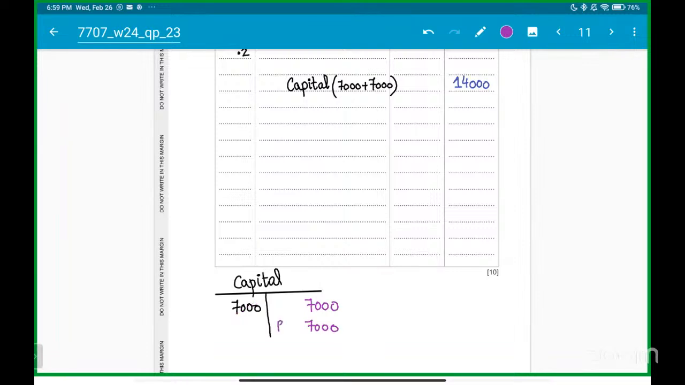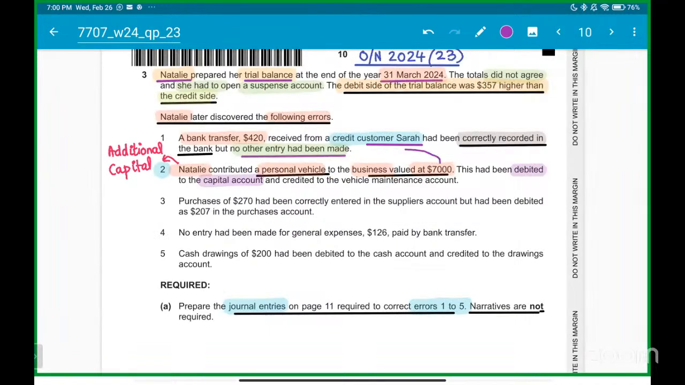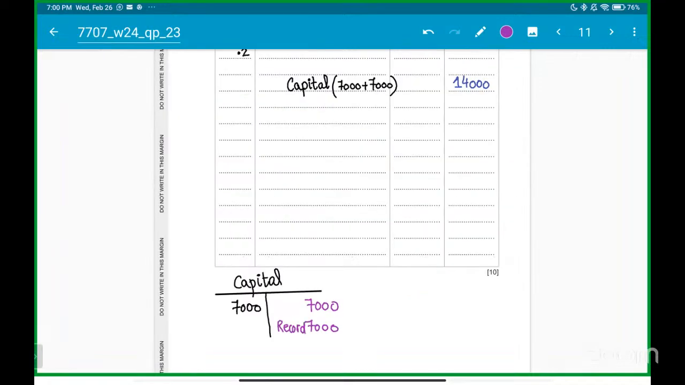This one is to record the transaction, because the additional capital that the business owner brought, we have to record as well. And this is basically the correction, removing the error. That's why it's the double amount. Got it, understood, clear?